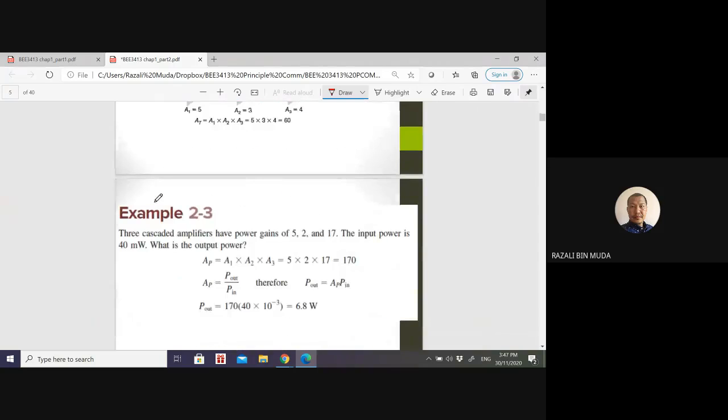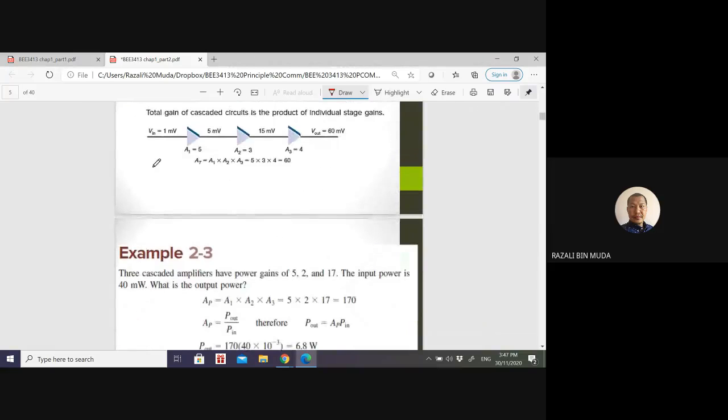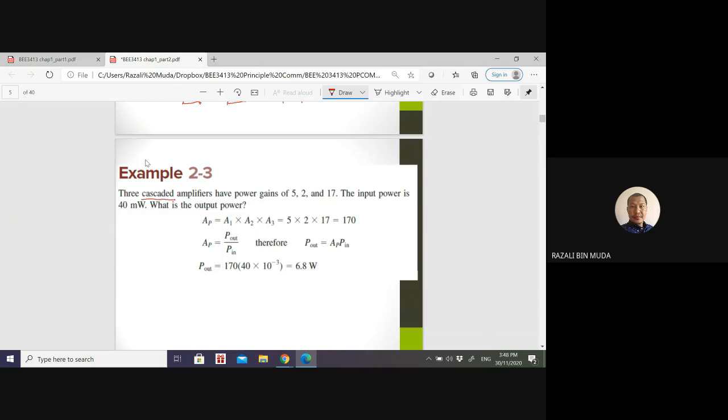Next is the gain. If you have more than one stage, you will have cascaded. Cascaded means one stage after another. Now you have gain 1, gain 2, and gain 3: stage 1, stage 2, and stage 3. So the total of all these stages is the multiplication. A total equals A1 multiplied by A2 multiplied by A3.